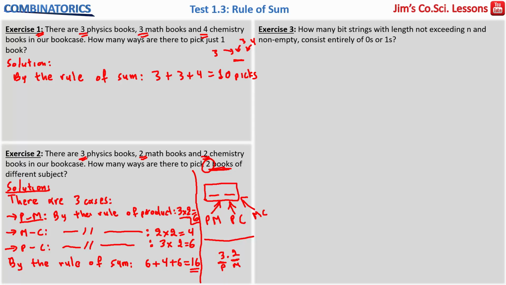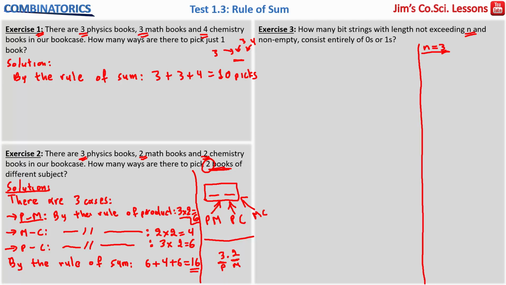Our third exercise: how many bit strings with length not exceeding n and non-empty consist entirely of zeros or ones? So I've told you in the previous lesson that if your exercise asks for a solution that depends on n or m, etc., then a good approach is to place a value in n, solve the exercise with this value, and then generalize your result. So if n equals 3, the exercise is: how many bit strings with length not exceeding 3 and non-empty consist entirely of zeros or ones? And now it is rather easier.